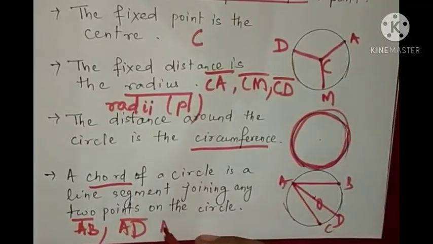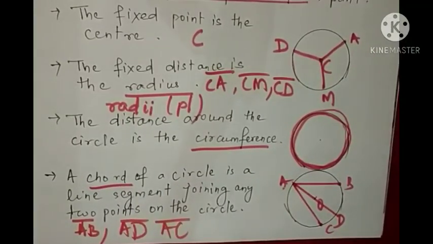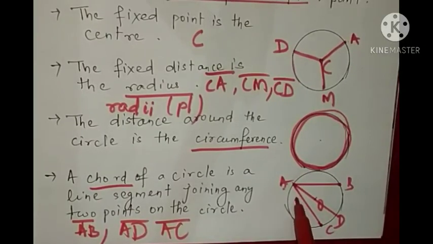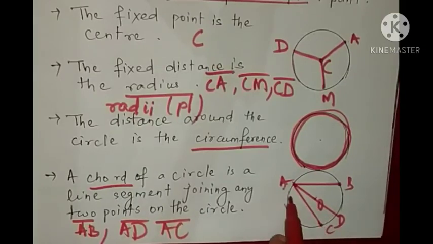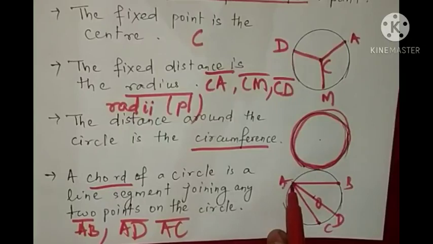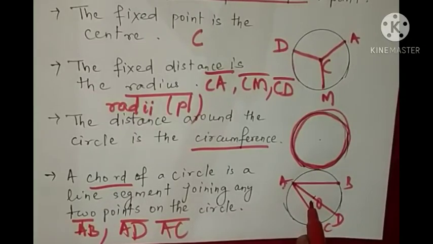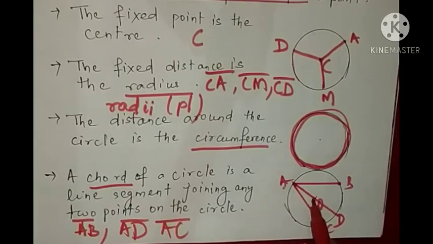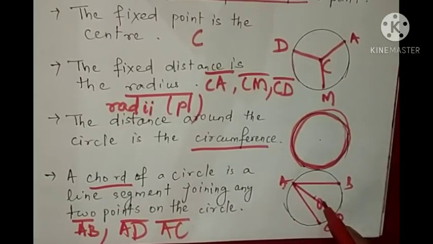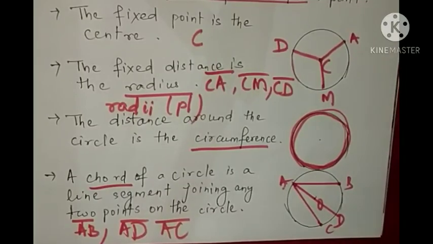But AO and OD are not chords. Why? Because these are radii. These are not joining 2 points on the circle. A is on the circle, but O is not on the circle; it is inside the circle. D is on the circle, but O is inside the circle. That's why AO and OD are not chords.